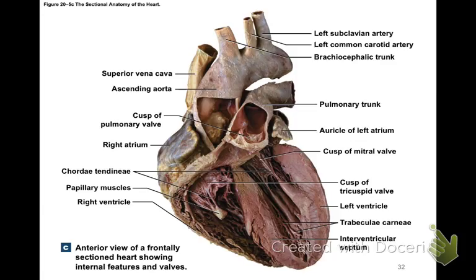And then pay attention to the valves as well. The AV valves have strings attached. That's the chordae tendineae. The semilunar valves do not have any strings attached. They look like little cups.